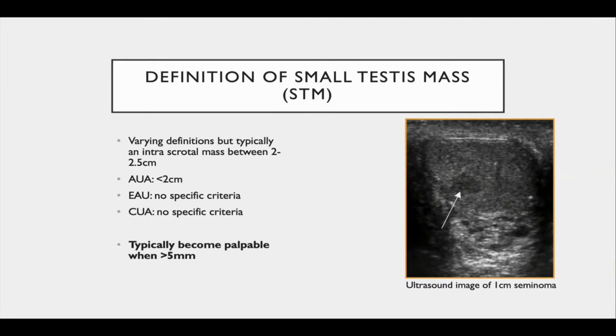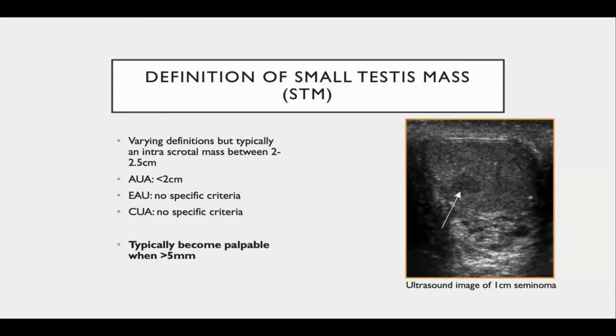Most clinicians will probably define this as somewhere between a 2 and a 2.5 centimeter mass. If you look at some of the big governing bodies in urology, like the AUA, EAU, and CUA, the EAU and CUA don't actually give specific criteria, although we'll talk a little bit later about what they do say about these small testicular masses. But the AUA gives us the most clear description, suggesting that they should be defined as something less than 2 centimeters in their most recent testicular cancer guideline.